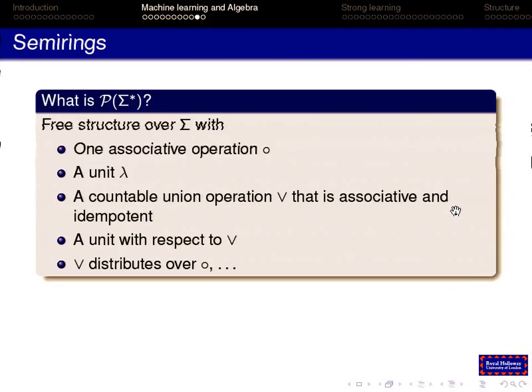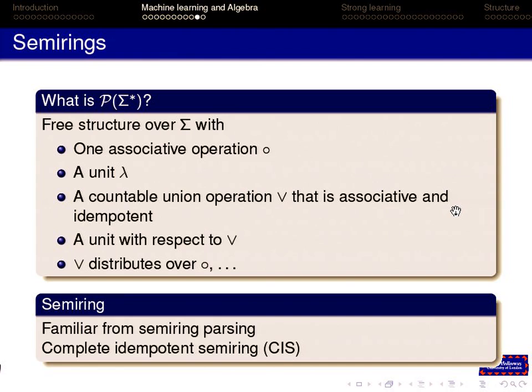We're interested in the power set of this. So this is again a free structure over sigma, but it has one more operation. Instead of just concatenating things, we can also take the union of things. So we have two operations, and the appropriate algebraic structure for this is a type of semiring, which is called a complete idempotent semiring. Okay, so I'll just call it a CIS.